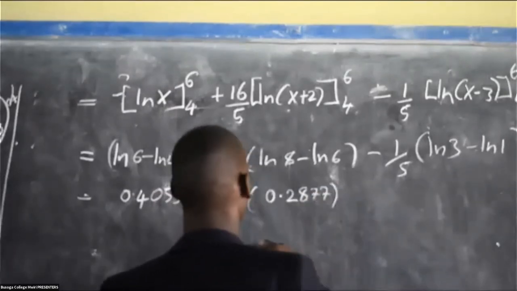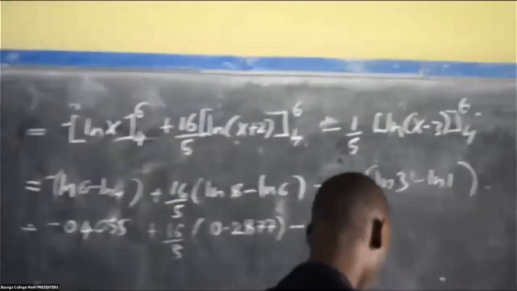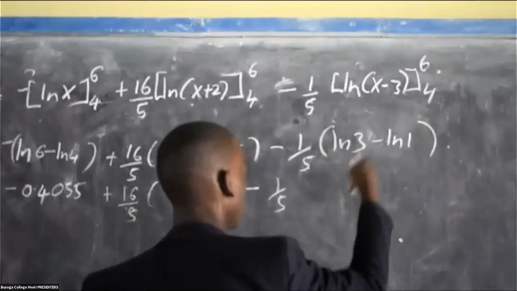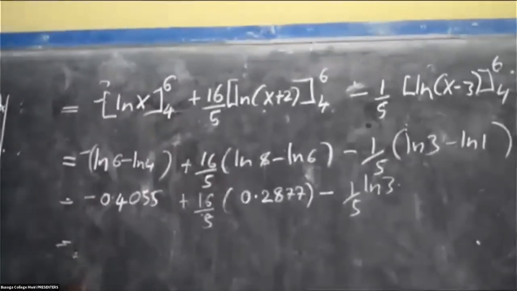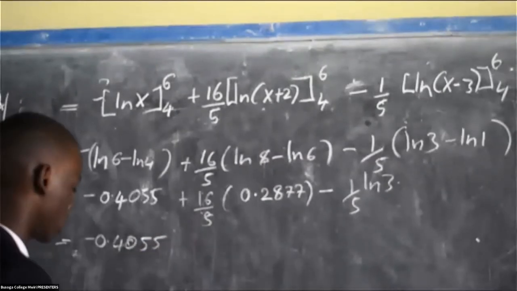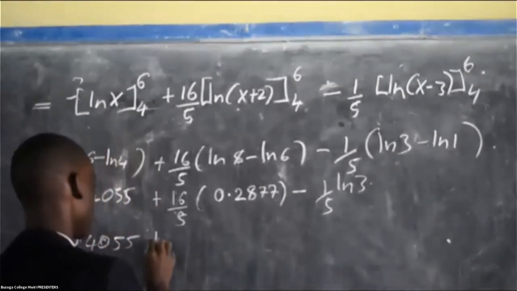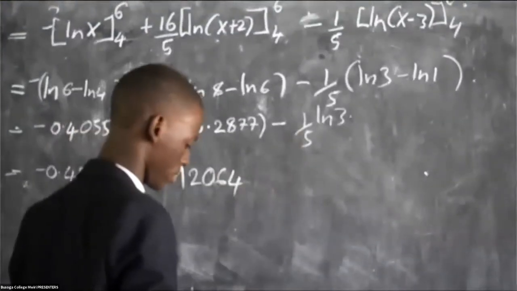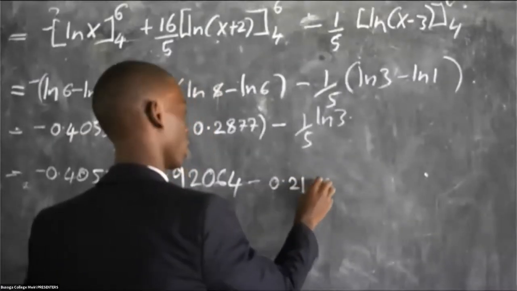0.2877. Then minus, oh sorry, there was a negative here and a negative there. Then minus ln of 3. So this is 1 out of 5. Because by the laws of logarithms, 3 times 1, that is 3 out of 1, that is 3. Ln of 3 over 5. So this is equal to negative 0.4055. Here, 0.2877 divided by 5 times the 16 plus 0.92064, that ln of 3 divided by 5, so minus 0.2197.